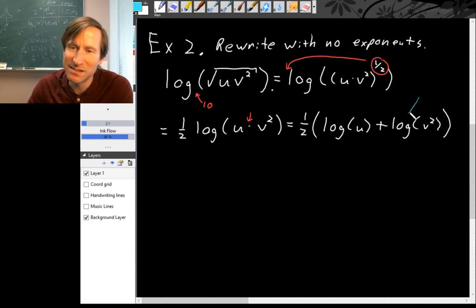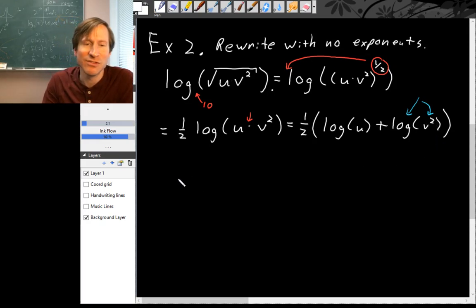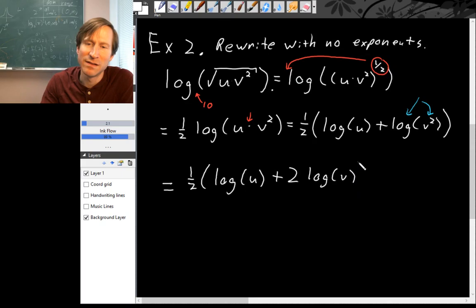Now finally, this last logarithm does see that squaring, because that squaring is the last operation that happens before the log happens. So now finally we can use the power rule to get rid of that squared. And we get 1/2 times log, and that's common log, of u plus 2 times log of v.